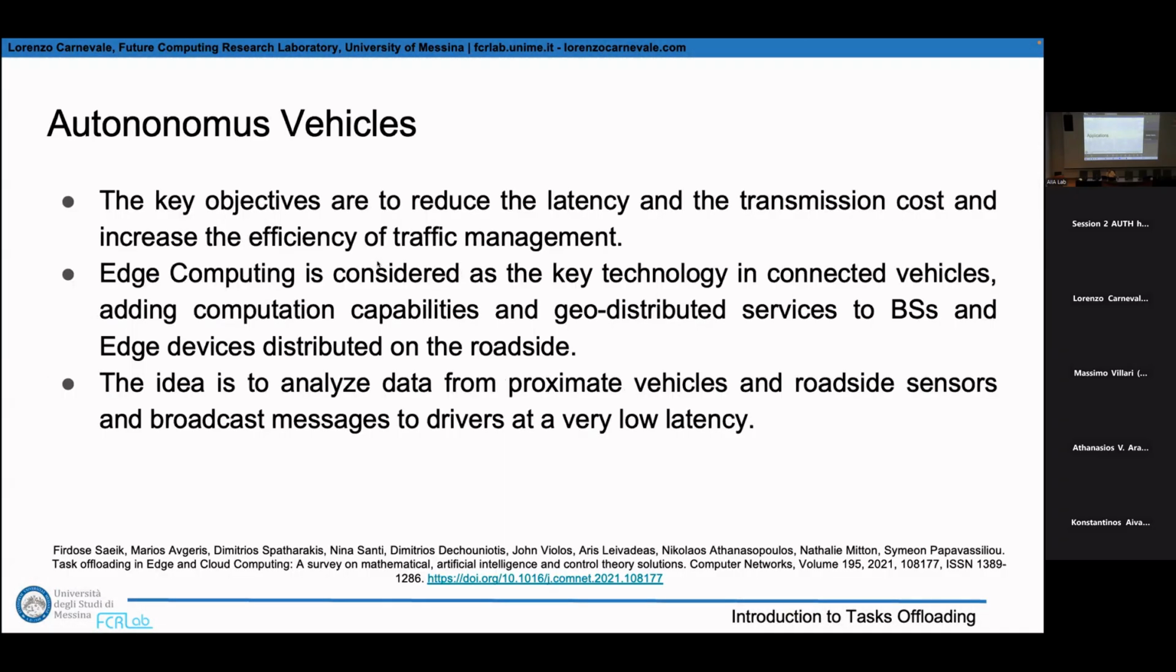Applications of the offloading. Something that I already mentioned is, for example, the autonomous vehicles. So the key objective here is to reduce the latency and the transmission cost and increase the efficiency of traffic management. Edge computing is considered in this case as a key technology in connected vehicles, where we have to take care about the geo-distributed services of these base stations and edge devices on the roadside. The idea is typically to analyze data from proximate vehicles and roadside sensors and broadcast to drivers with a very low latency.